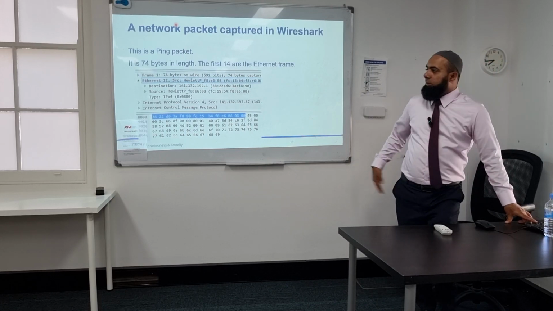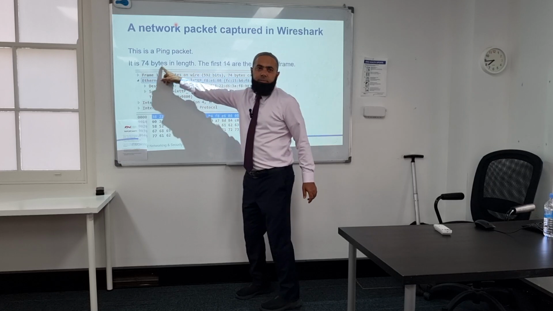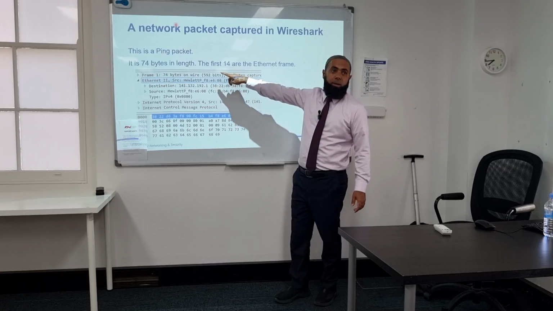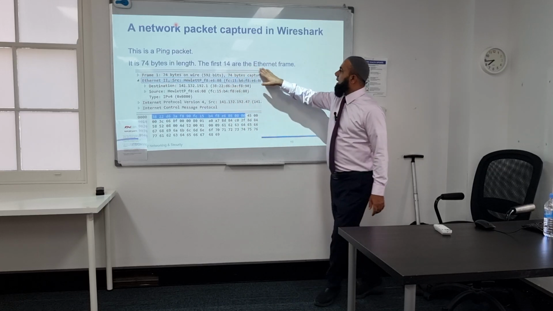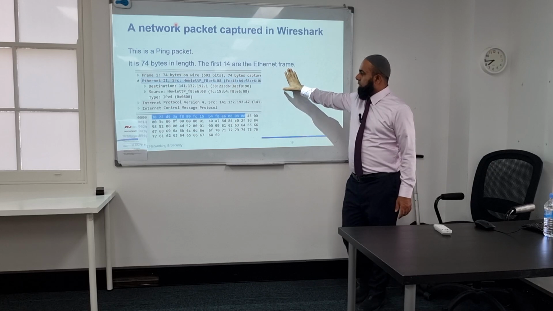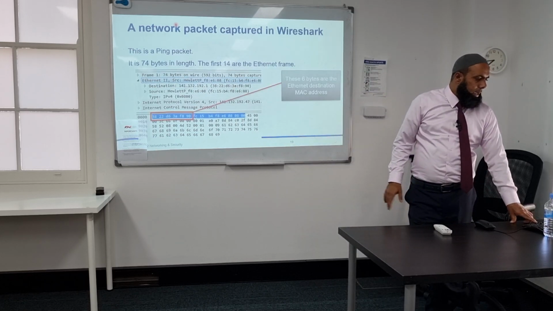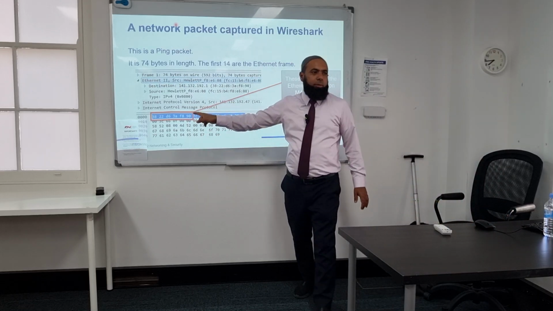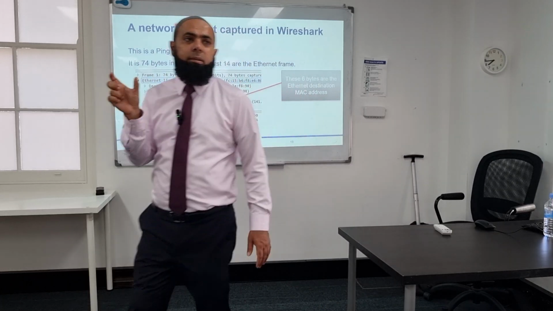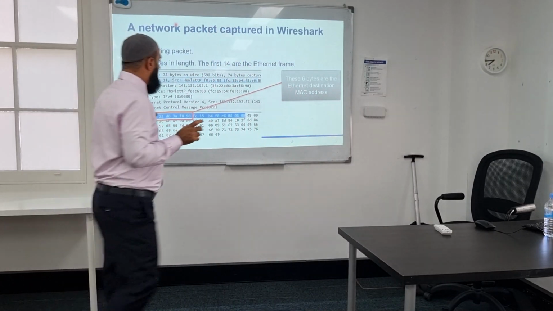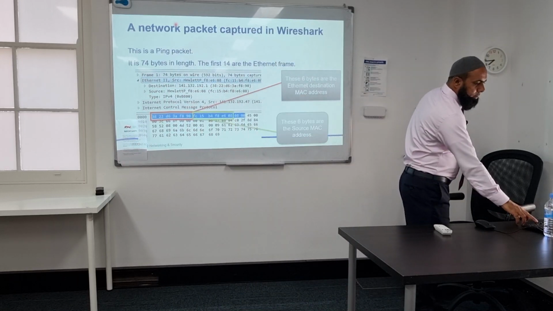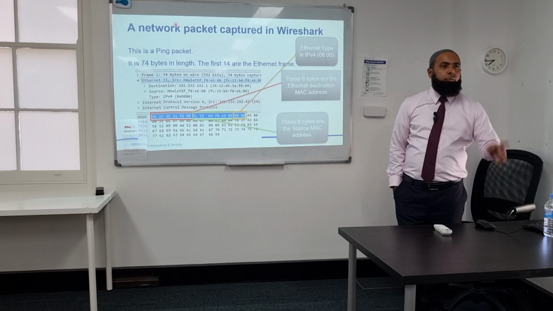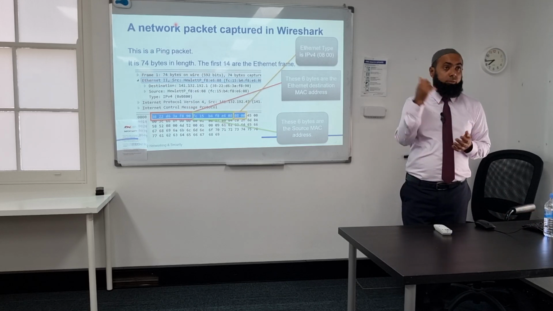It's 74 bytes in length. The Ethernet header is 74 bytes in length. The first 14 are the Ethernet frame. Out of that, 6 bytes are the Ethernet destination, so from here you know the destination of the Ethernet address, where it is going. Then the next 6 bytes are for the source MAC address. And for the type, you are saying whether it is IPv4 or IPv6. That was the type.